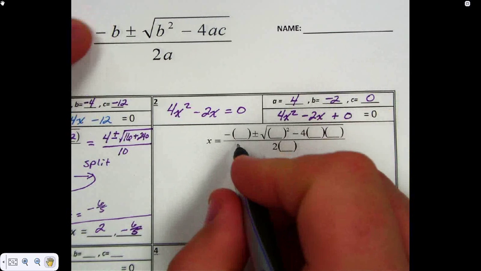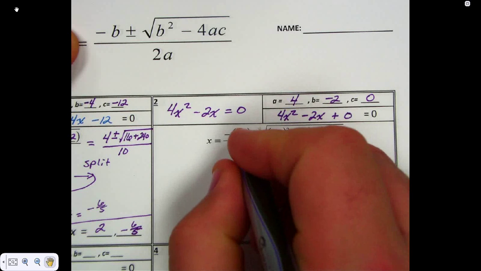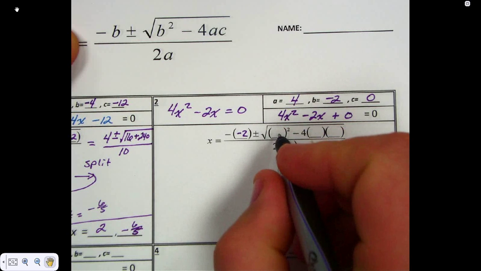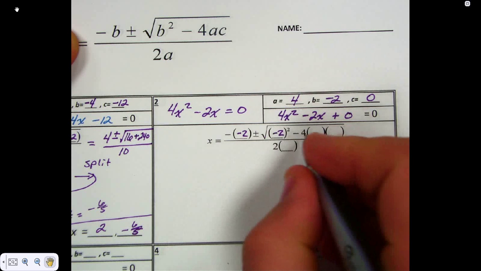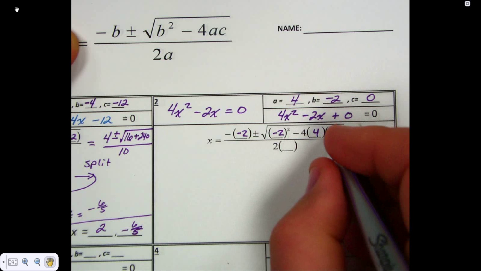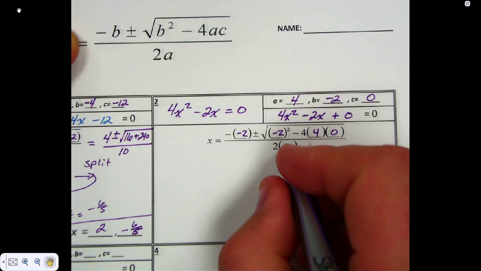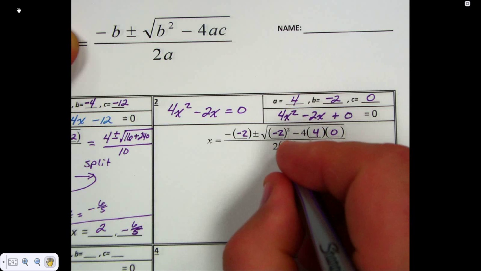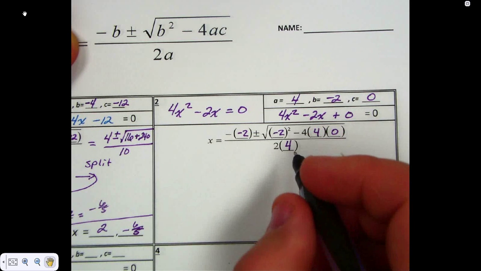So, what do I put in here? Negative what? B. So tell me what to put in this parentheses. -2. Plus or minus square root of b squared. What do I put in this parentheses? -2. Minus 4 times whatever a is. What's a? 4. What's c? 0. All of that over 2 times whatever a is, which is? Wait, what's a? 4. 4 is there. It's okay. I saw the 2. Hey, it's fine.